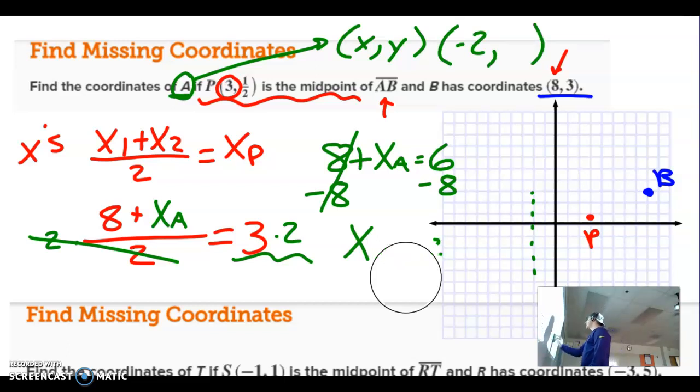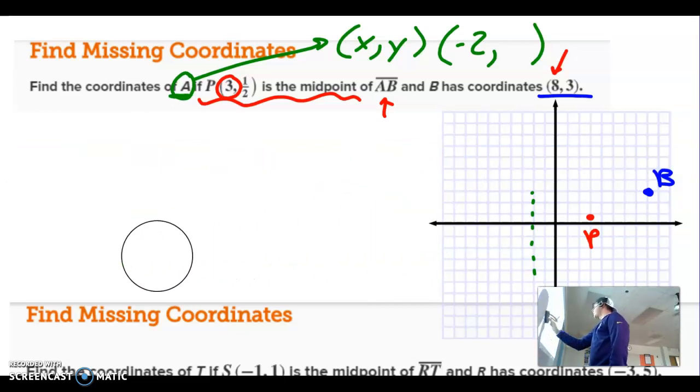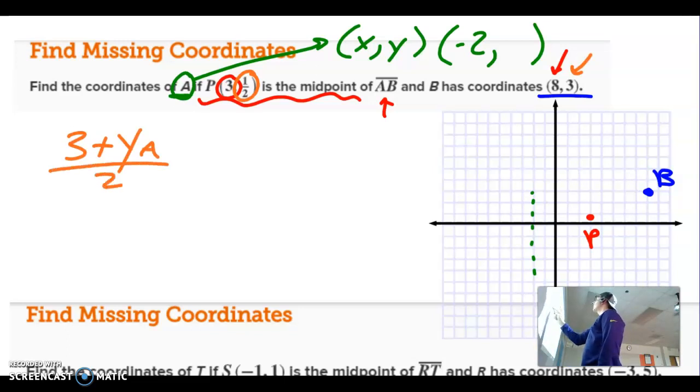So then I'm going to erase all this, and I'm going to do the exact same thing, but with my y value. Okay, so now I'm going to be doing this for my y's. So I've got that y of 1/2. I'm going to do the same thing. So the 1/2 and the 3. So 3 plus the y of my A value, all divided by 2, should end up equaling this 1/2.